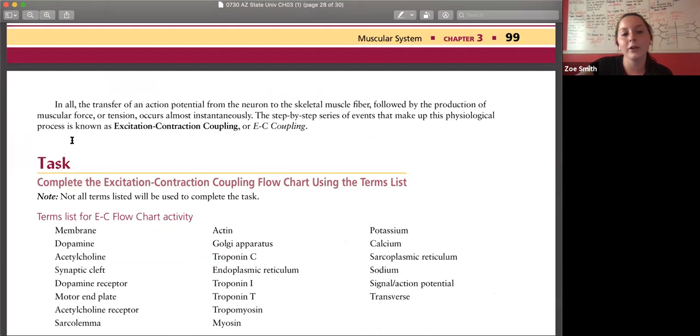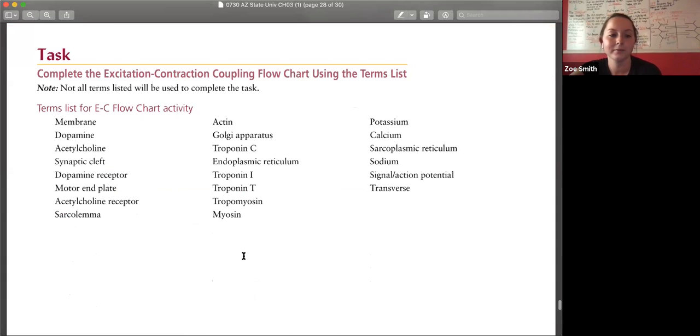Yeah, so in all, the transfer of an action potential from a neuron to the skeletal muscle fiber, followed by the production of muscular force or tension, occurs almost instantaneously. So this is occurring very, very fast. The step-by-step series of events that make up this physiological process is known as excitation contraction coupling, or EC coupling.